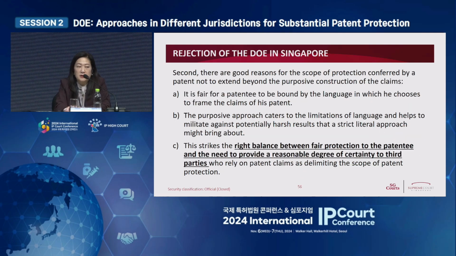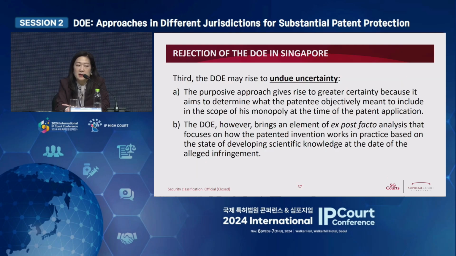Now, the Court of Appeal also had some other reasons. Basically, they felt that it is fair for a patentee to be bound by the language in which he has drafted his own claim. They also thought that the purposive approach caters to most of the limitations of language. They felt you need to strike a balance between fair protection to the patentee and the need to provide a reasonable degree of certainty to third parties. They were concerned that the doctrine would cause undue uncertainty, and felt that the purposive approach gives greater certainty because you fall back on the claim. The DOE brings an element of ex post facto analysis. So the Court of Appeal left it to Parliament whether to change the Patents Act. But the question still remains whether certainty and fairness would be enough or not.